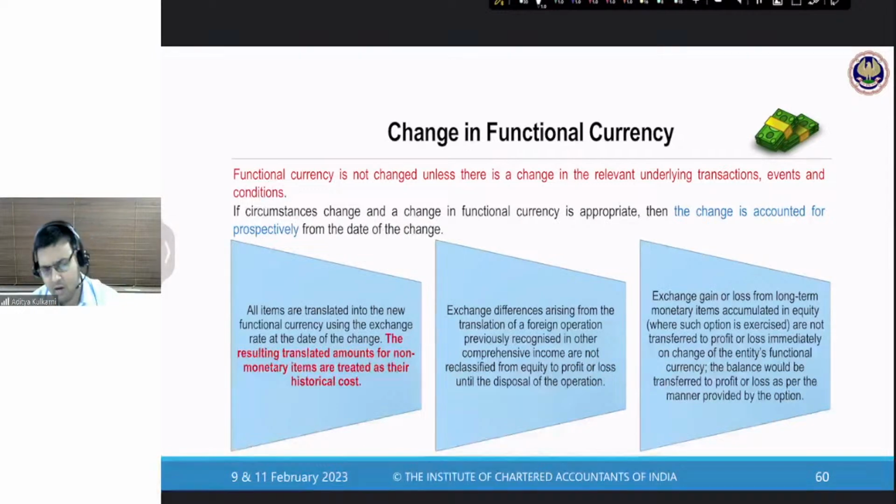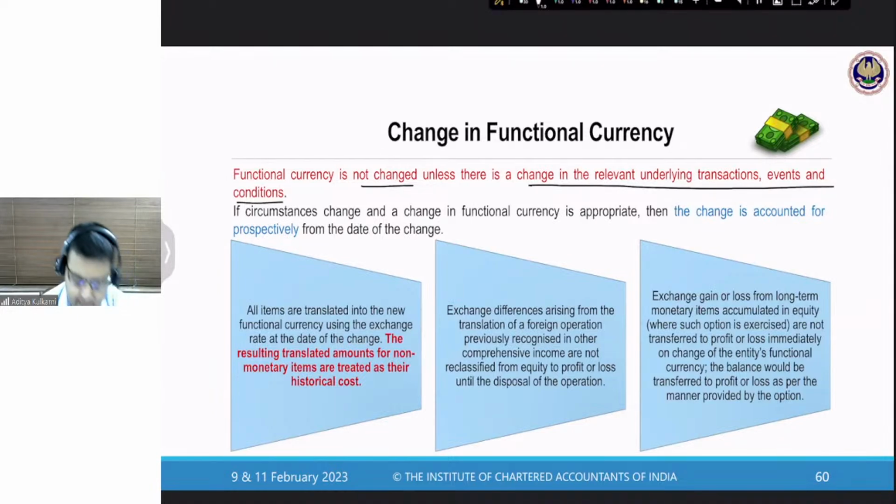Couple of theory points. Change in functional currency is permitted, but not so simple. Functional currency is the currency of the economic environment which influences your sales, costs, etc. So that currency cannot change so easily unless there is a change in the relevant underlying transactions, events and conditions.